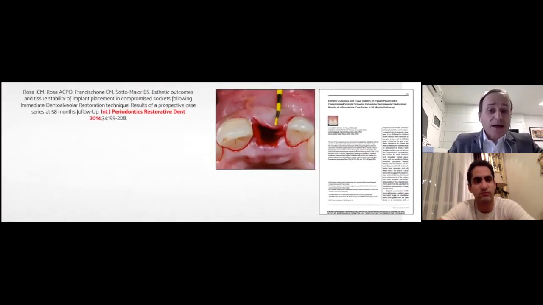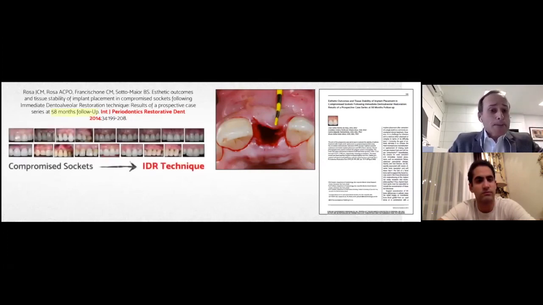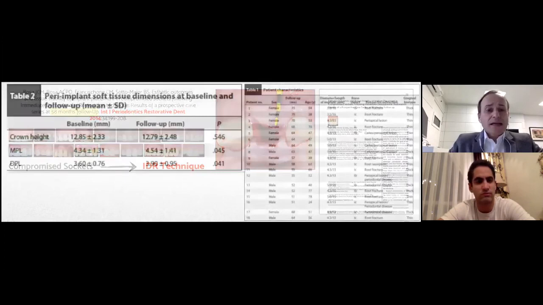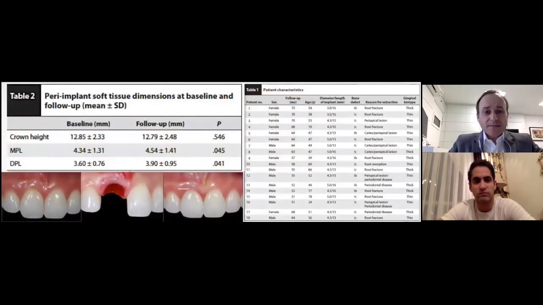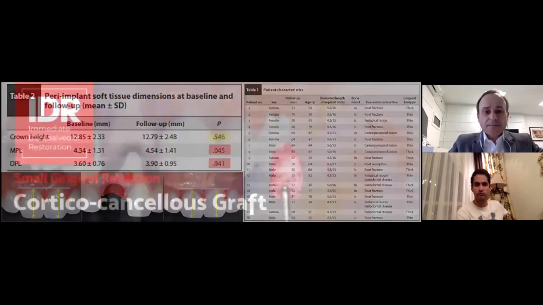This is an article that was published in 2014 by my group, a clinical research. We evaluated 18 cases, all presenting total loss of the buccal wall, and we performed the IDR technique with a mean follow-up of 58 months. According to our findings, no recession occurred during the evaluated period, and the mean mesopapillary and distopapillary levels likely increased over time.